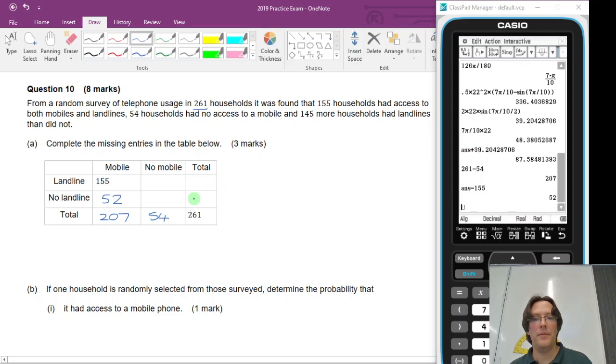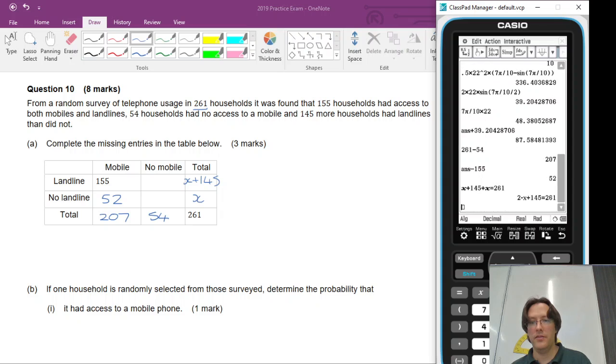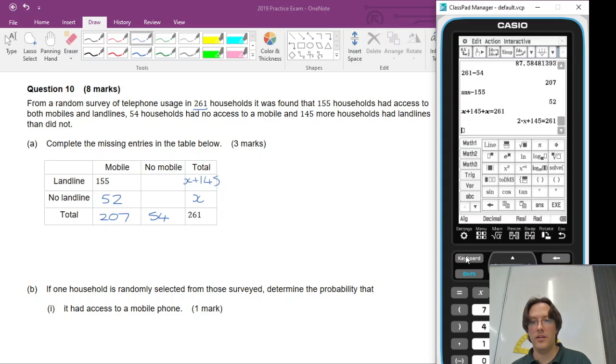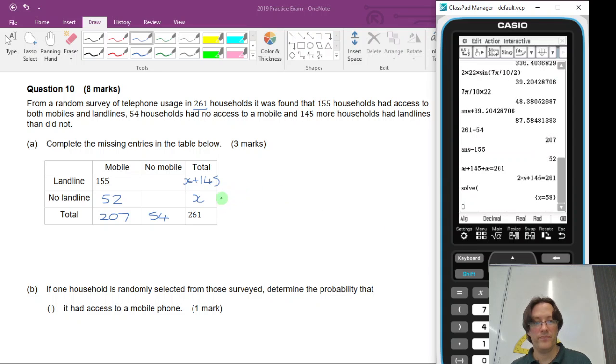So there's X in there and X plus 145 in here. We don't know what those numbers are, but I can go X plus 145 plus X equals 261 and solve that. It's under solve, and X is 58. So we've got 58 in here, 58 plus 145 in there, so that's going to be 203.